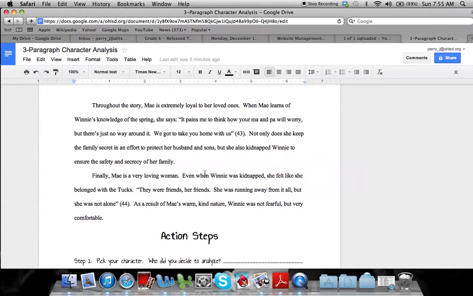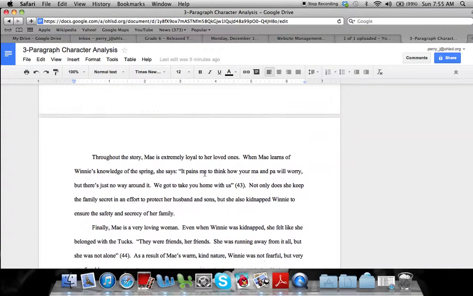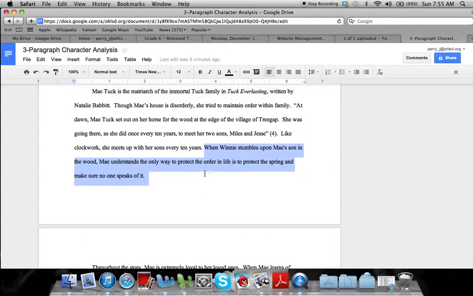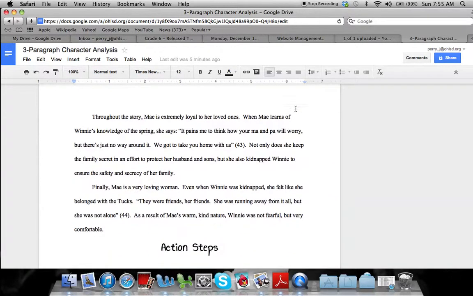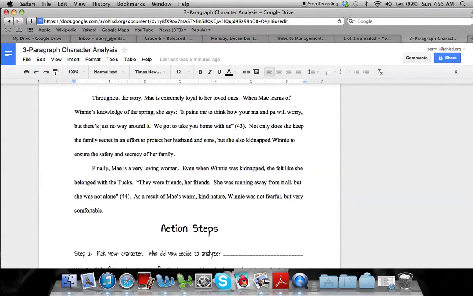My second paragraph, I make another claim. So in my first paragraph, I'm talking about May's actions. She tries to maintain order within her family. So here's her action. At dawn, she set out on her horse. In my second paragraph, I went a different way. Throughout the story, May is extremely loyal to her loved ones. So now I have to pick a different letter of the acronym of STEAL since I've already used actions. In this one, I use her speech.